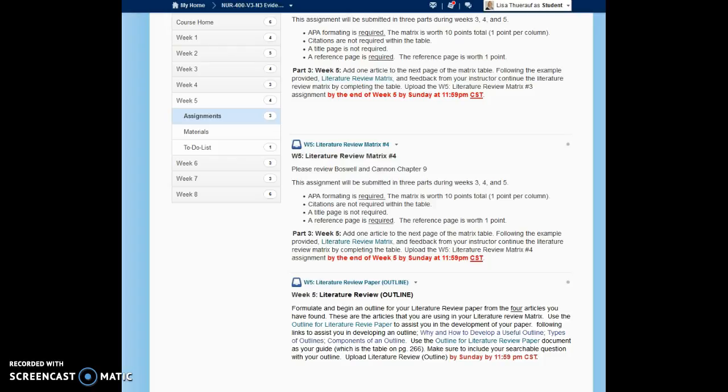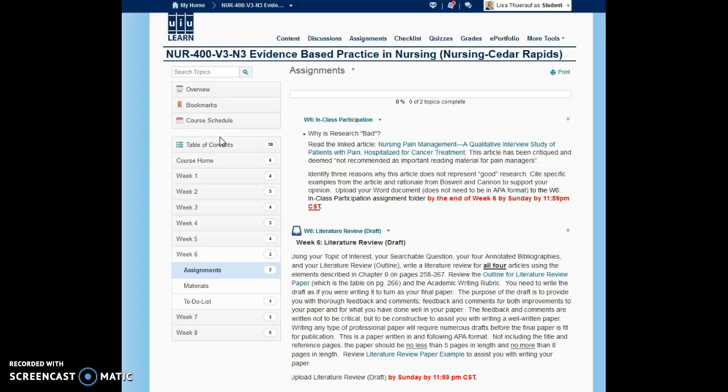It behooves you, and it's very important for you, to do this outline and then write your draft and get feedback so that your final paper is a good product of work that you have created. So again, there are links in here talking about an outline, how to make an outline, and we'll go over it again in class. In week 6, there's in-class participation again, and then your literature review draft is due.